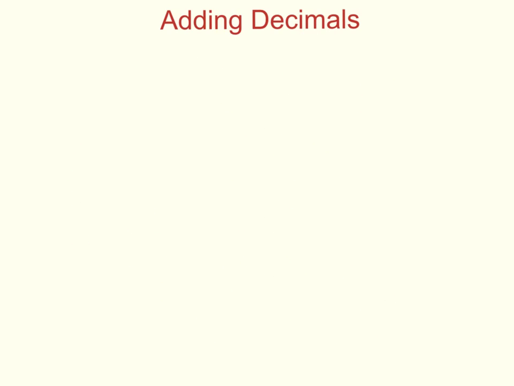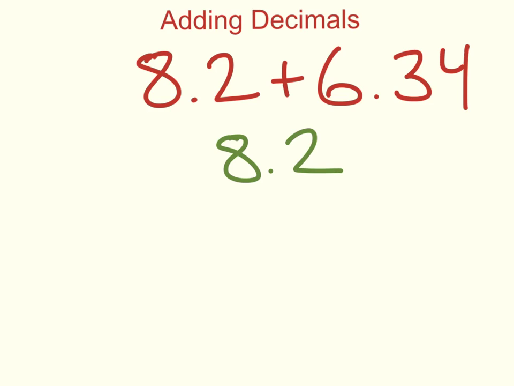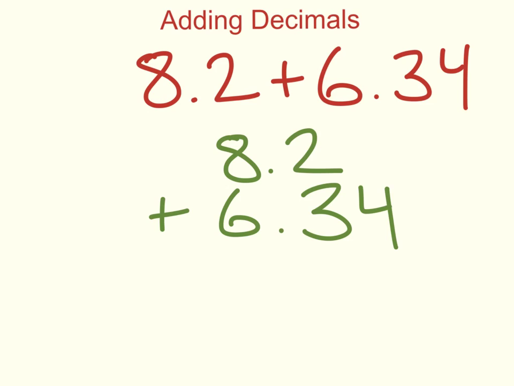Let's try this question. 8.2 plus 6.34. So remember, let's write it vertically. 8.2 plus 6.34. Excellent. I've lined up my decimals, so I'm good to go. Although you're going to notice that the 8.2 has a number in the ones place and the tenths. And the 6.34 has a number in the ones place, the tenths, and the hundredths.